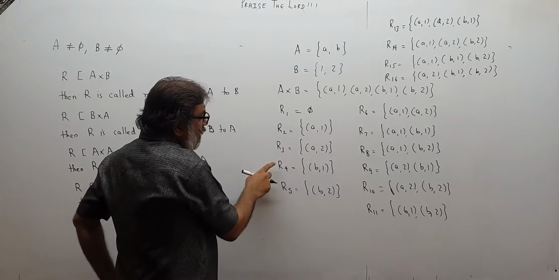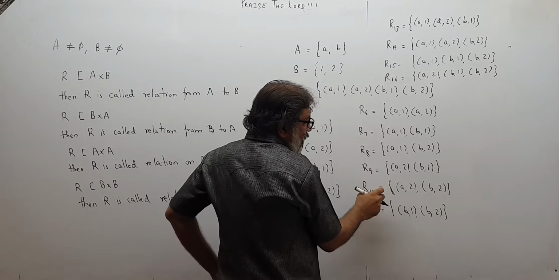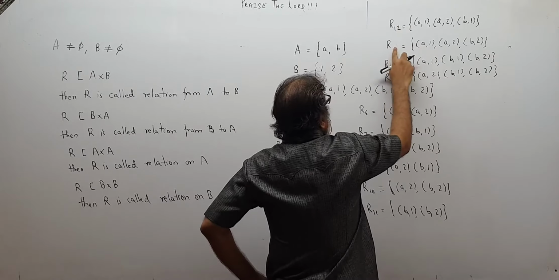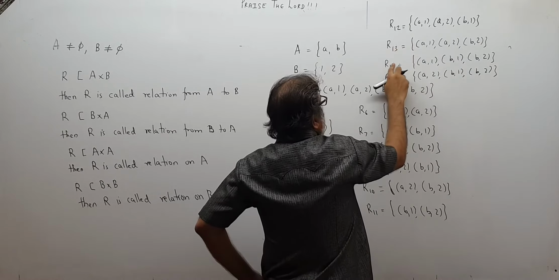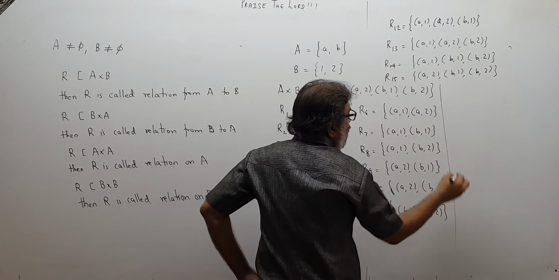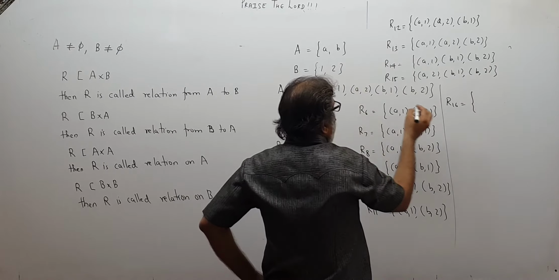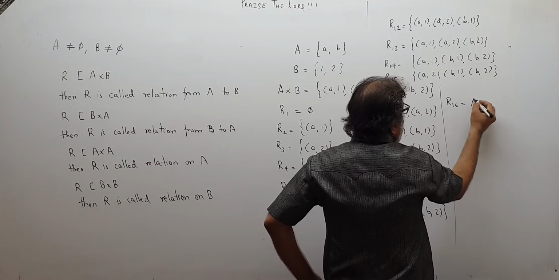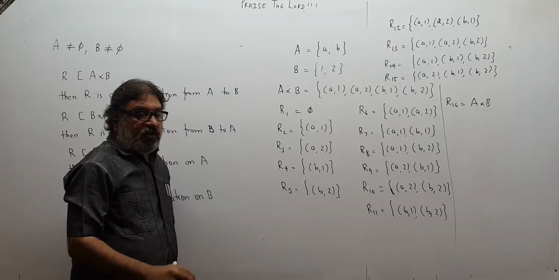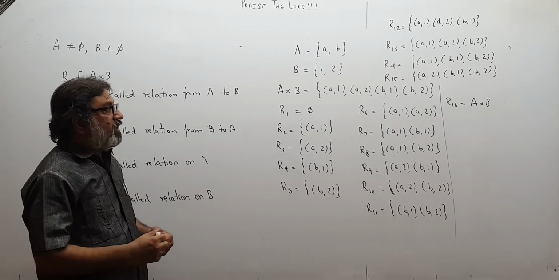For 1, 2, 3, 4, 5, then 6, 7, 8, 9, 10, 11. This will be 12. This will be 13. This will be 14. And this will be 15. And then finally, R16 will be all the 4 elements, means full A cross B. So that I can write as A cross B. I take up all the 4 elements. So these are the 16 relations possible with set A and set B.